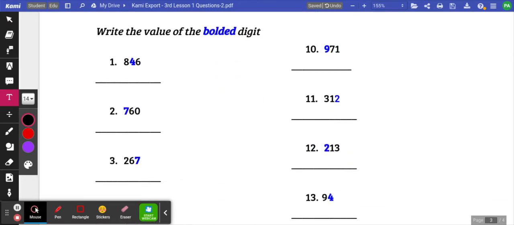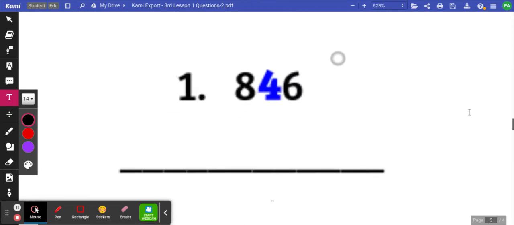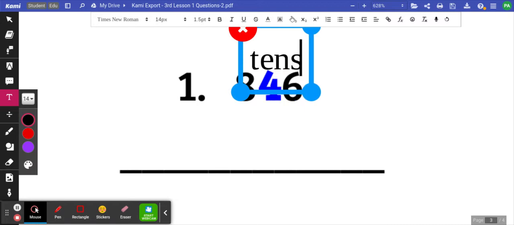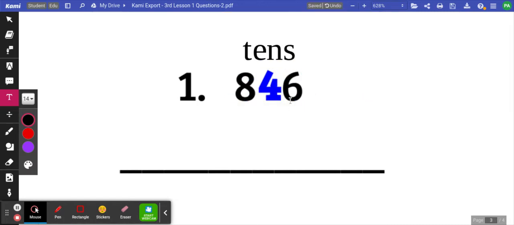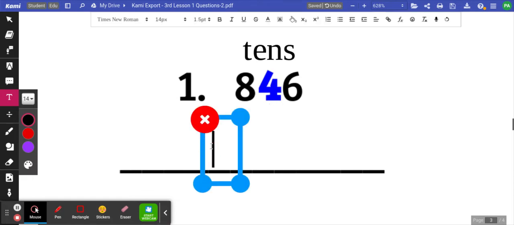Next, we are going to be writing the value of the bolded digit. So we know that these bolded areas are in the hundreds, tens, or ones. However, to be more specific with the value, we see that there are numbers which basically change the value as a whole. So what I mean by that is number 1, if we take a look at it, this bolded place is in the tens. However, we see that in the tens there's a 4. Therefore, what is the value of this bolded digit? 40.